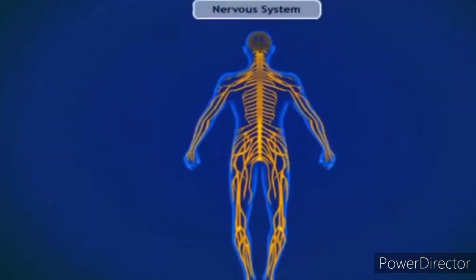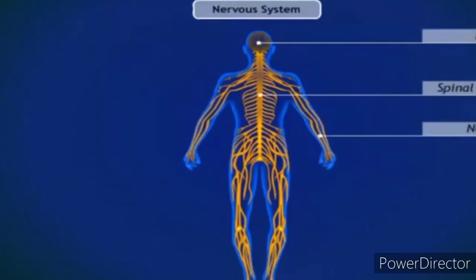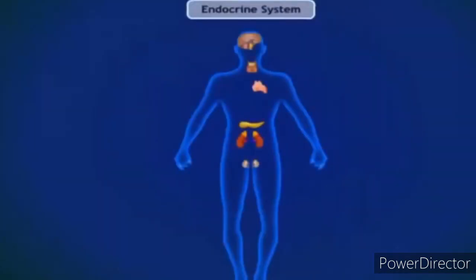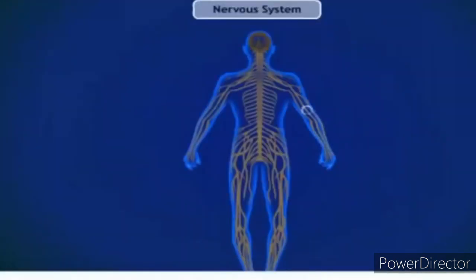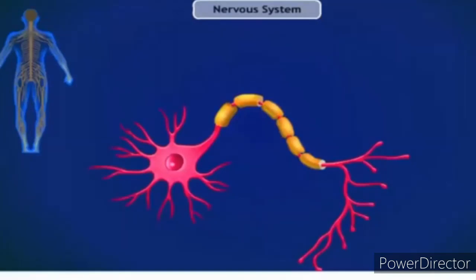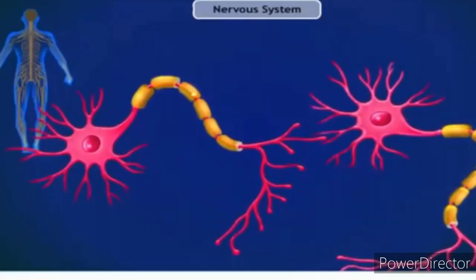The nervous system consists of the brain, the spinal cord and the nerves. The endocrine system consists of glands and hormones. There are important differences between the two systems. In the nervous system, electrical impulses are transmitted through the nerves, which are composed of neurons. A neuron acts fast, but only for a short time.